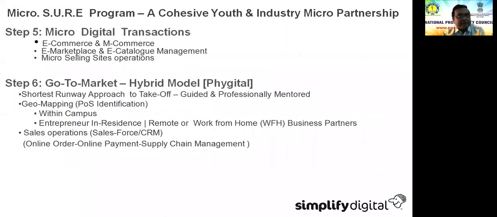The fifth step is micro digital transaction. They are already onto the business intelligence part, and they know how to transact, where to transact, and they will start these microtransactions alongside their campus pursuits. Step 6 is the go-to-market, which is a hybrid model, physical and digital. They will be handheld and mentored to take that business offline and online.